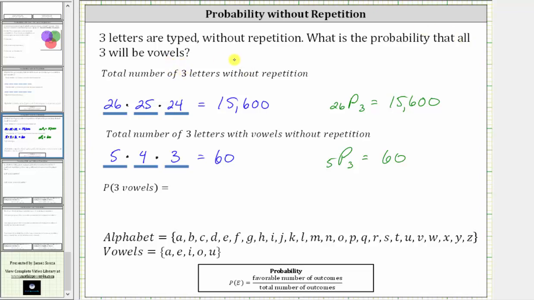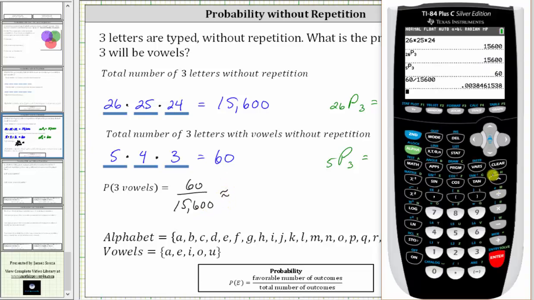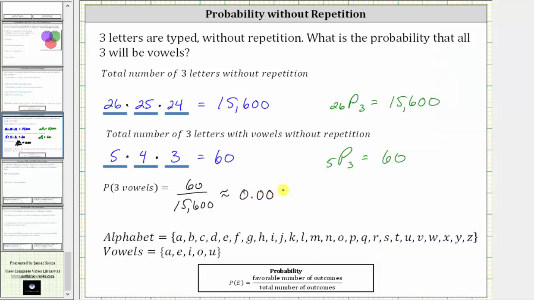And now we have the information we need to determine the probability all three will be vowels when three letters are typed without repetition. Since there are 60 ways to type three letters with vowels without repetition, and there are a total of 15,600 ways to type three letters without repetition, the probability that all three letters will be vowels is 60 divided by 15,600. And now let's convert this to a decimal and a percent. To 5 decimal places, we have approximately 0.00385, which is equal to 0.385%.